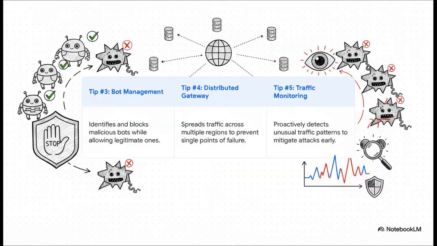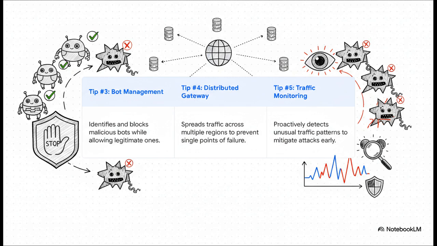This is absolutely crucial for catching those sneaky application layer attacks that are trying to blend in with your normal traffic. And to round out our playbook, here are 3 more big ones. Number 3 is bot management, which is all about telling the good bots, like from Google, apart from the bad bots trying to attack you. Number 4 is using a distributed gateway. This just means spreading your traffic out so that an attack in one place doesn't bring your whole system down.